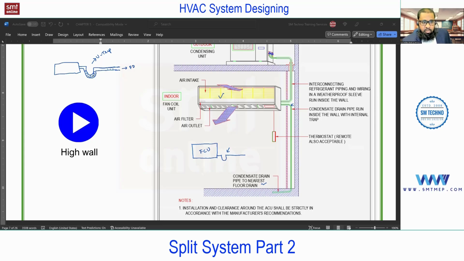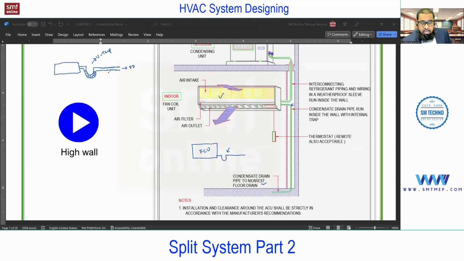And if you use this U-trap, what will happen? Always the water is going to be present in this because this will create a water seal. Whenever the water level increases, it will push and the water will go out. And some water is always in this trap because of gravity.